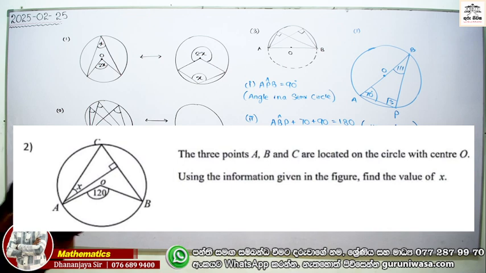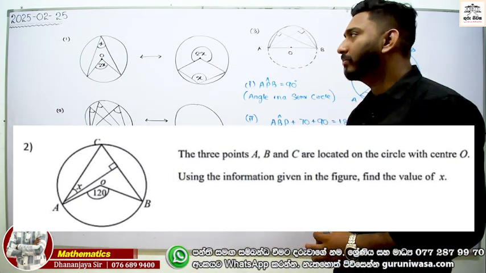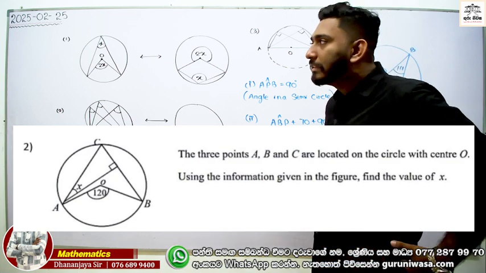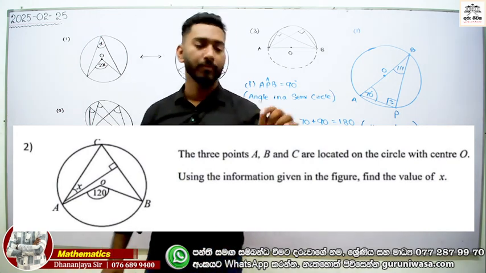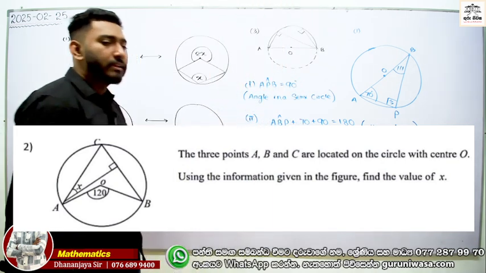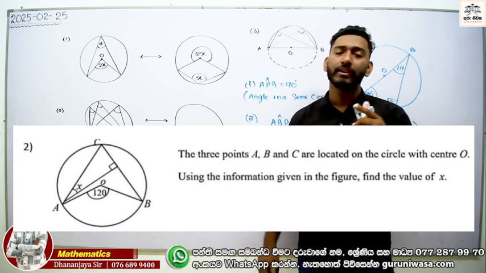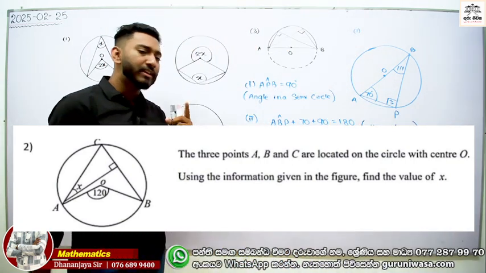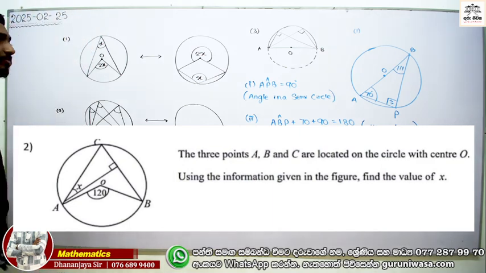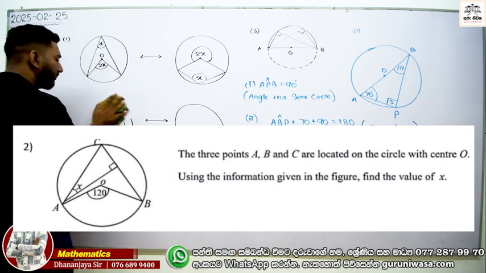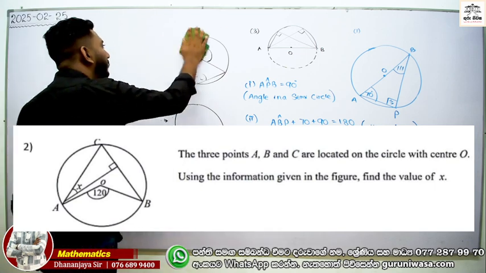Now, question number 2. I choose the second one, with the same theories, right? In these scenarios, in these theorems. Now we have to follow these theorems to solve this question. Now, listen. The 3 points A, B, and C are located on the circle with center O. Using the information given in the figure, find the value of x. Give it a try. Follow the theorems and find the answer for x. Let's try and see.